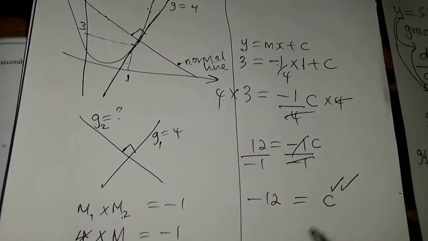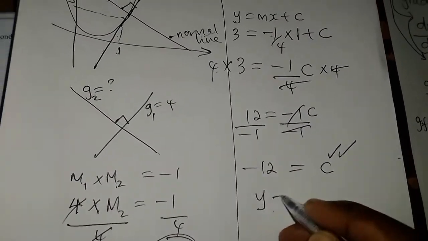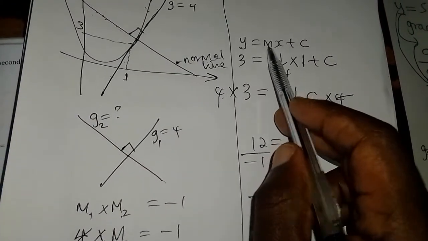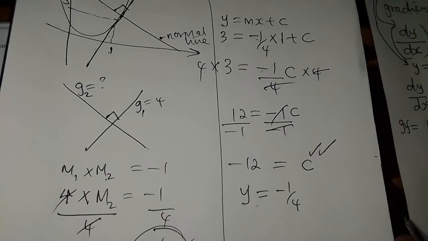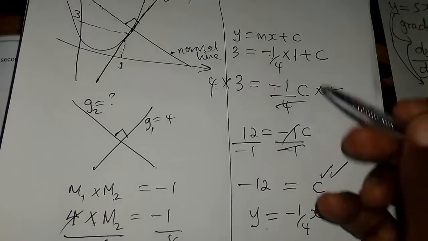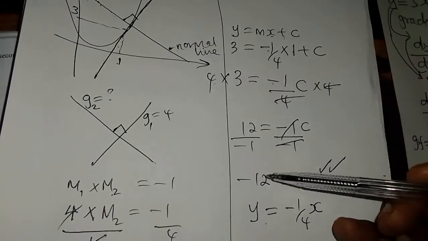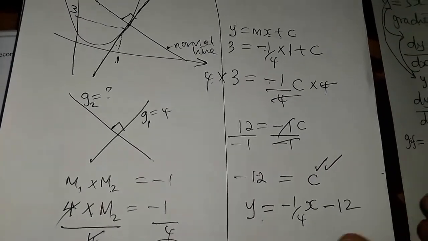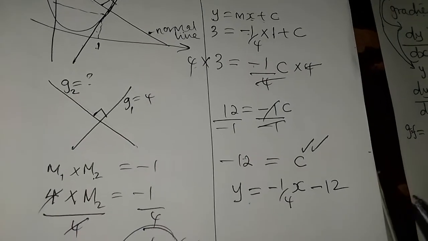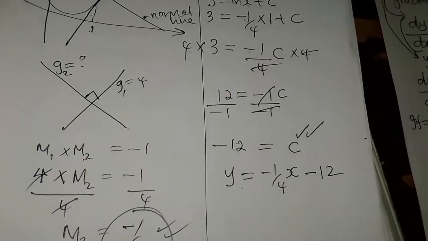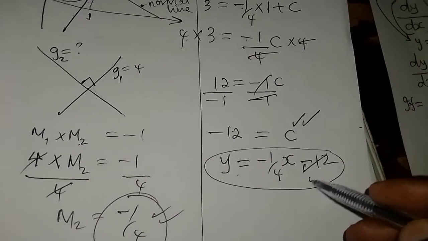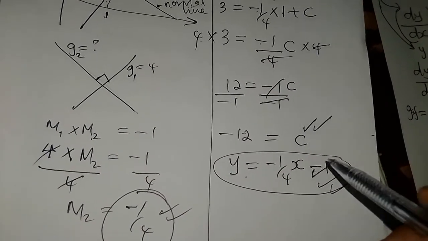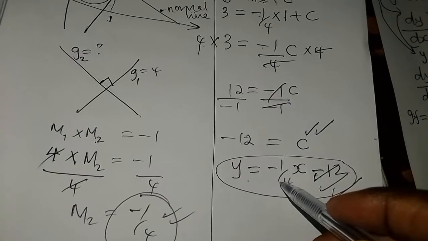We shall come back here and write the equation. y is equal to m. Our m is negative 1 over 4. Negative 1 over 4. Great. Then x. Then our c is negative 12. So minus 12. Good. Now if I'm done with that part, I can simplify this further or even just leave it at that point. That becomes my final answer. So this is the equation of the normal to the curve.